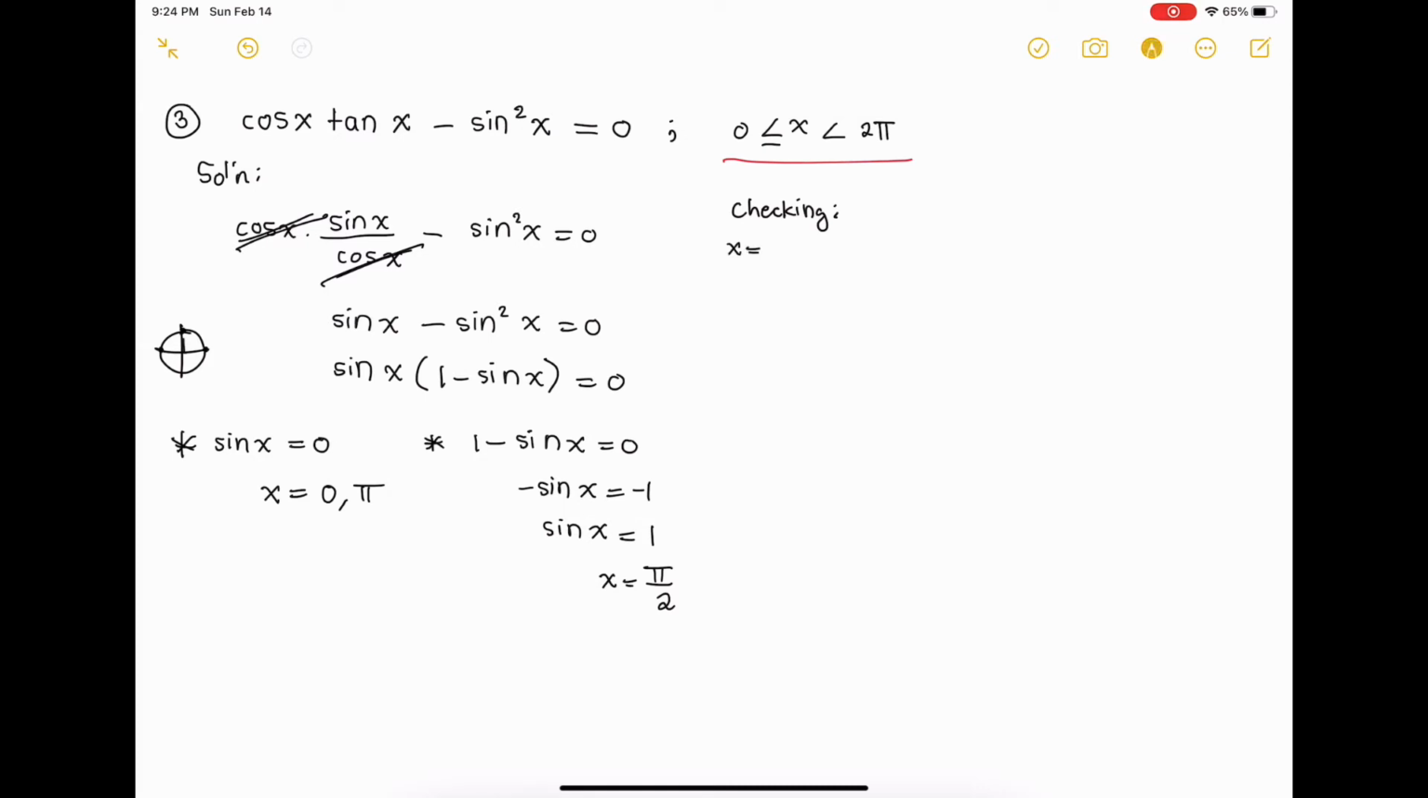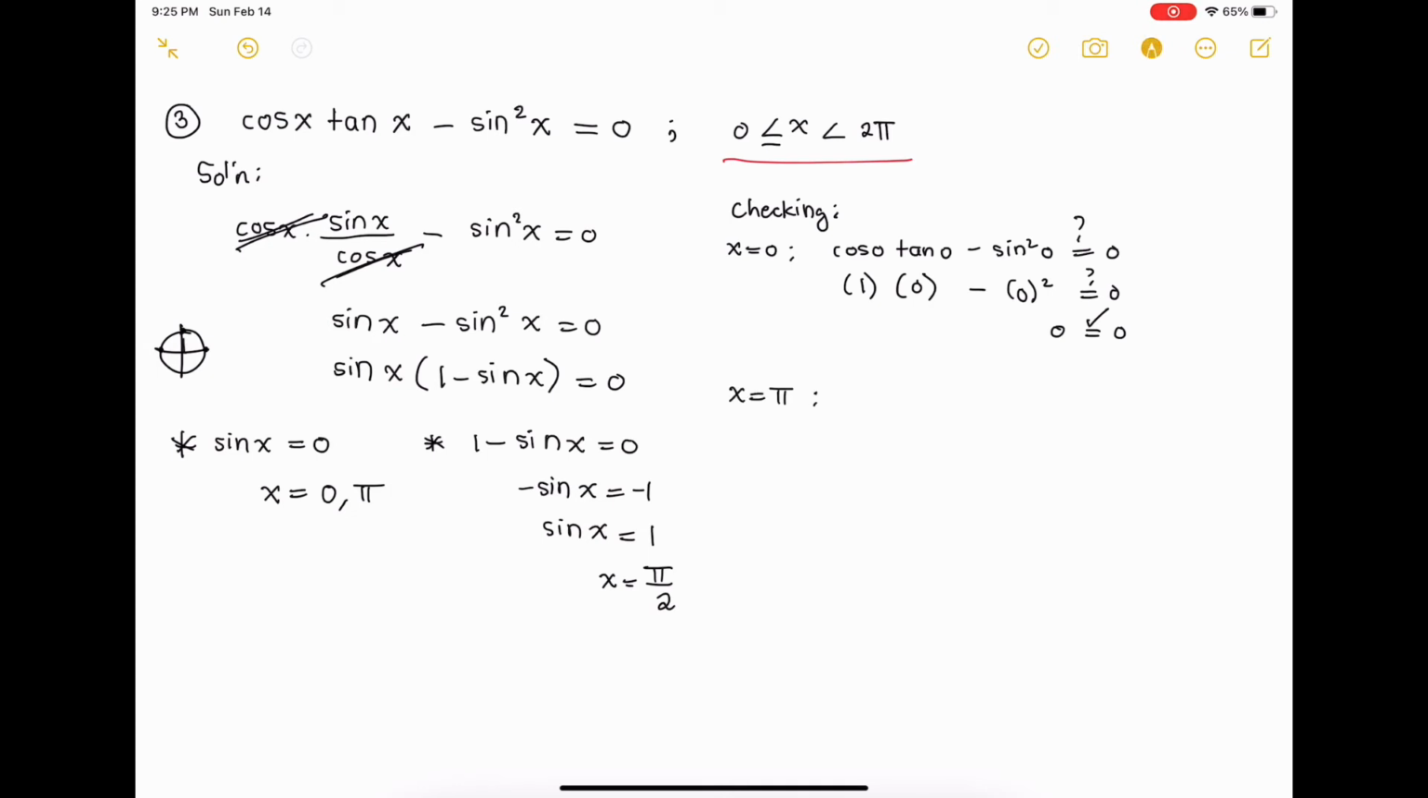So check for the 3: 0, pi, and pi over 2. We'll start with x equals 0. All we need to do is to substitute 0 into the original equation. Cosine 0, tan 0, minus sine squared 0 equals 0. We'll check. Cosine 0 is 1. Tangent 0 is 0. Minus sine 0, 0, squared equals 0. Simplify. 1 times 0 is 0, minus 0 squared equals 0. So x equals 0 is an answer.